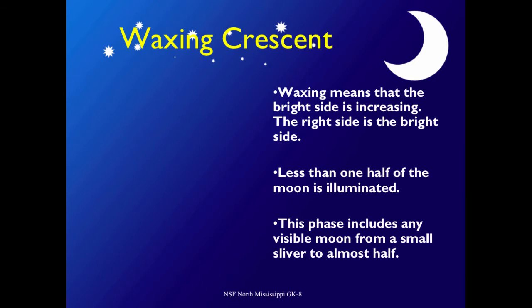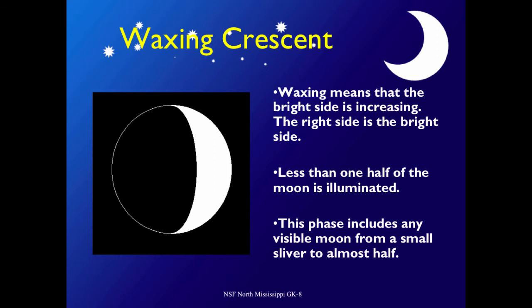Okay? After the new moon, you then have the waxing crescent. Waxing means that the bright side is increasing. It's getting bigger. And it's on the right side. So a waxing crescent is less than half of the moon. This phase includes any visible moon from a small sliver to almost half. So even if you just have a little bit of light showing on the right side, it's still considered a waxing crescent. It will get bigger over the 3 to 4 days, but it's still a waxing crescent as long as it's less than half of the moon lit up.